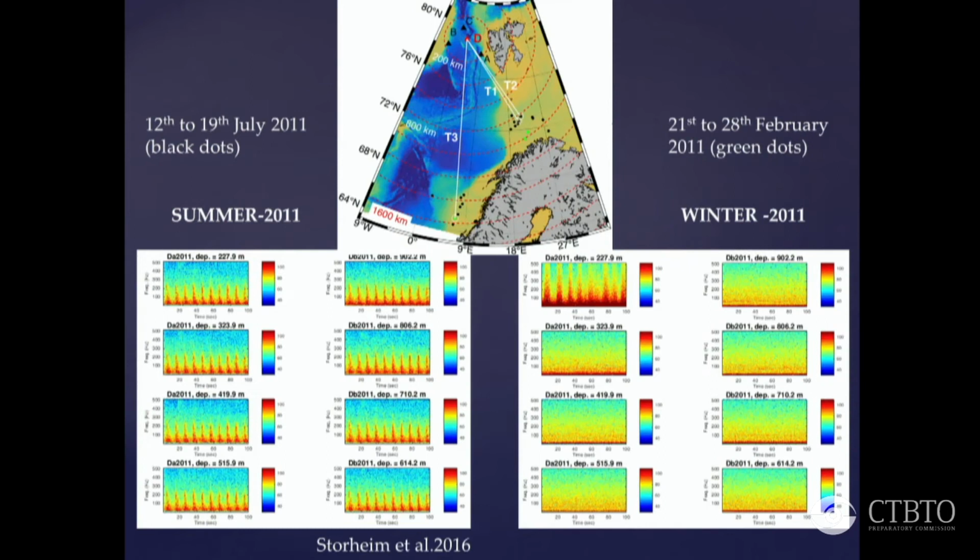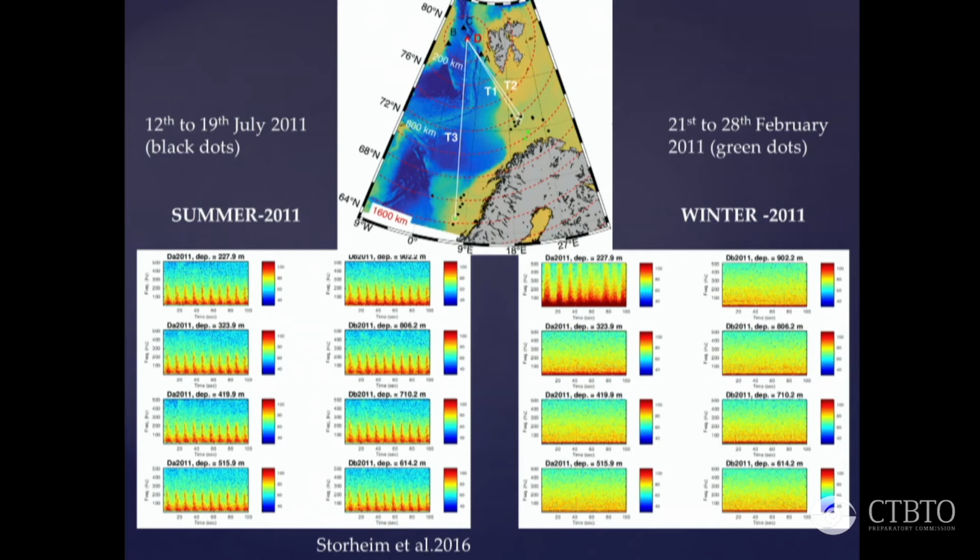And we went into the data and looked into some summer data, and you can see that the seismic is present on the whole array from 227 and down to 614 meters. And at that time, the operations were in the Barents Sea and in the North Sea. You can see the black dots here.